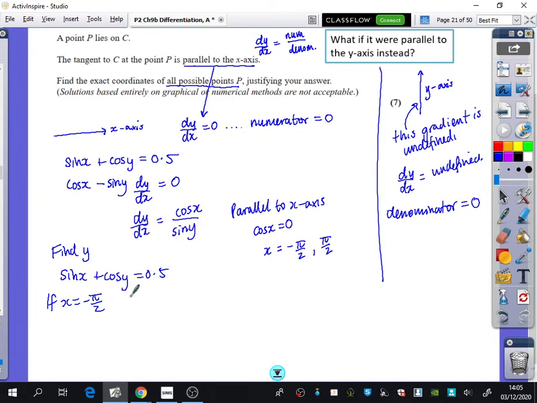If x is minus pi over 2, we're going to have sine of minus pi over 2 plus cos y equals 0.5. What is the sine of minus pi over 2, or the sine of minus 1? Good. So this is minus 1. Is sine of minus pi over 2 minus 1? Yeah, it is. So then we get that cos y is equal to 1.5. So there's no solutions here. There's no solutions for that bit.